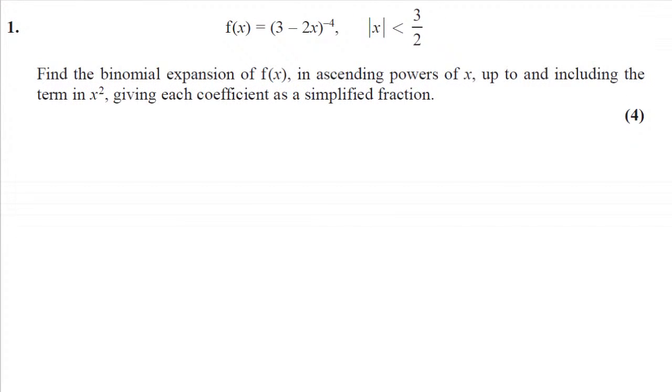And this first one is about the binomial expansion. We've got f of x equals (3 minus 2x) to the power negative 4. This could have been 1 over (3 minus 2x) to the power 4. You've got to find the binomial expansion of f of x in ascending powers of x up to and including the term in x squared, giving each coefficient as a simplified fraction.